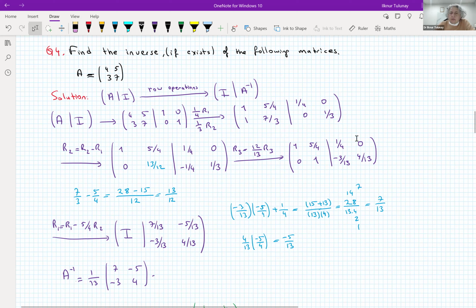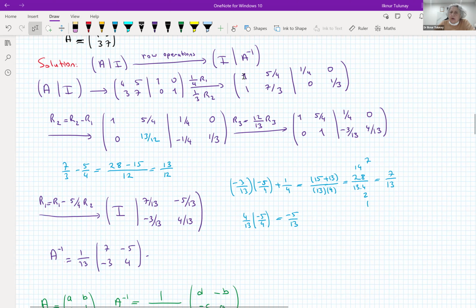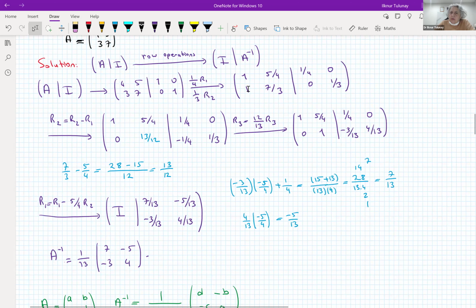Then what we have, this is 1. We want this position to be 0. If we multiply this row by -1 and add it to this one, you will have 0 in this position. So that's what we are going to do here, 0. So this one is minus this, plus 7 over 3. 7 over 3 minus 5 over 4. You need to make the denominators the same, which is 12. That will be 28 and that will be 15. 28 minus 15 over 12, 13 over 12. That's that position.